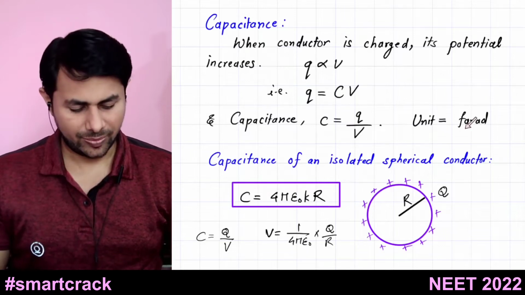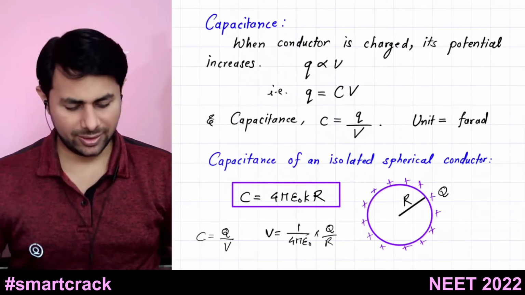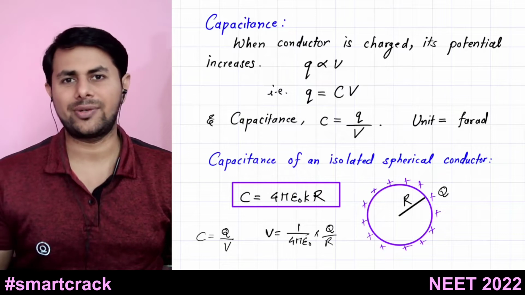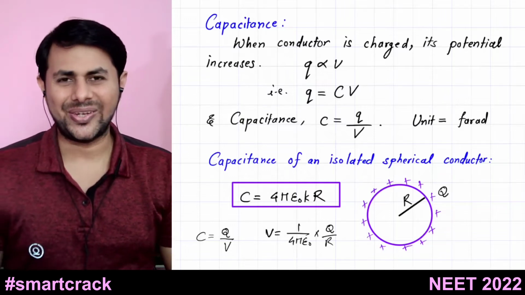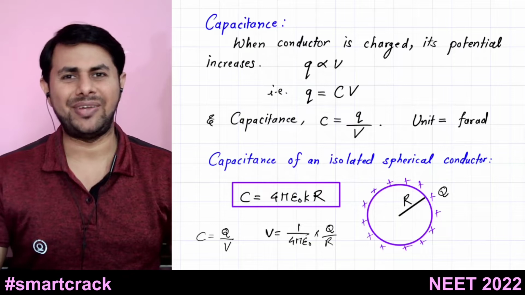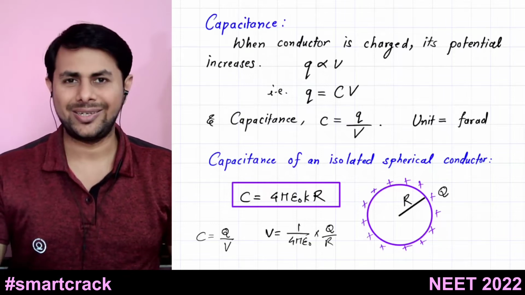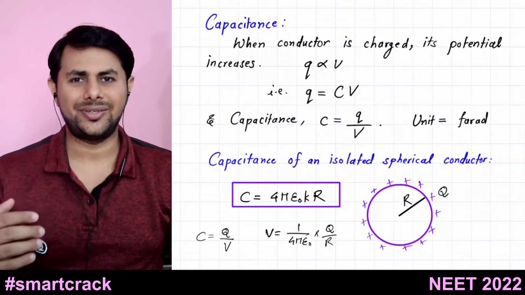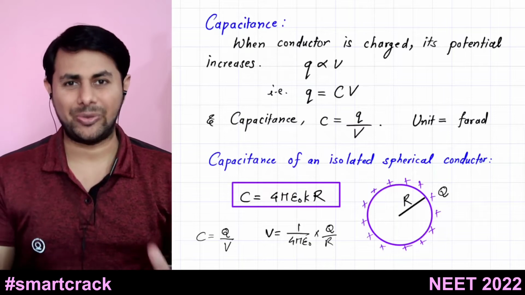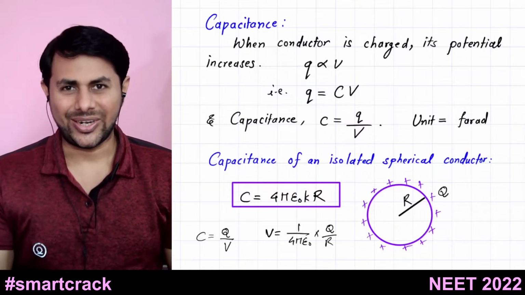All right. So farad is the unit of capacitance, and it is named after the great Michael Faraday, who discovered many things in physics. And just to say, he is my favorite physicist of all time.